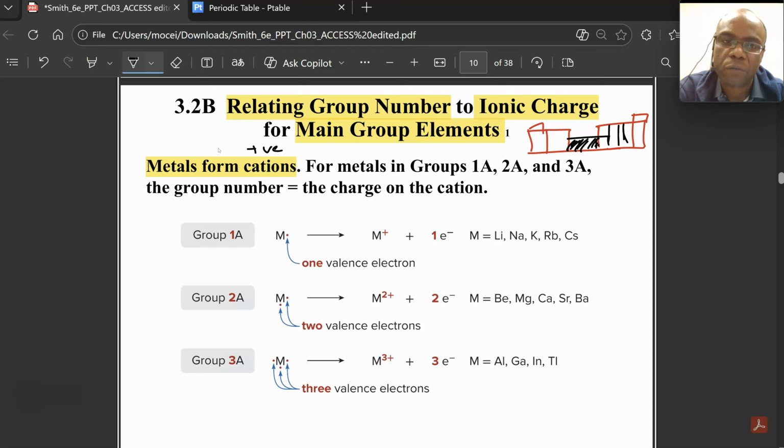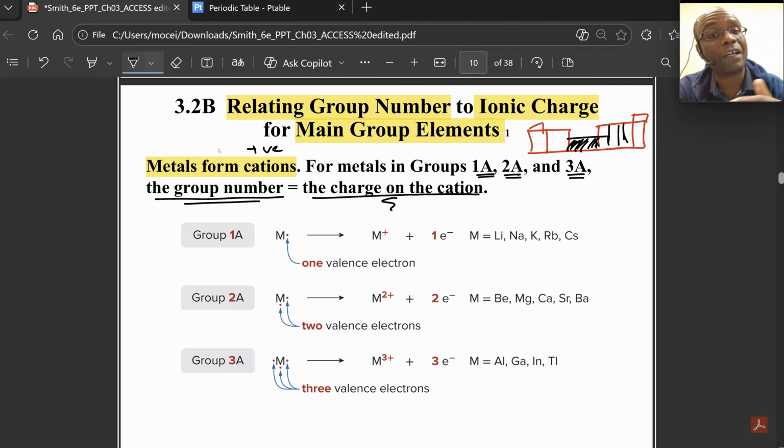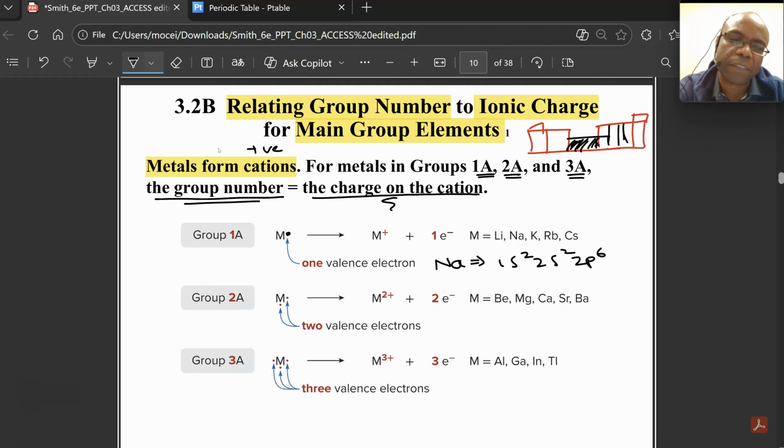For the metals in group 1A, the alkali metals, group 2A, the alkaline earth metals, and group 3A, the group number is equal to the charge of its cations, because it's equal to the number of valence electrons that tend to be lost. In group 1, the valency is 1. Example, sodium: 1s2, 2s2, 2p6, 3s1. One valence electron in the outermost third shell.